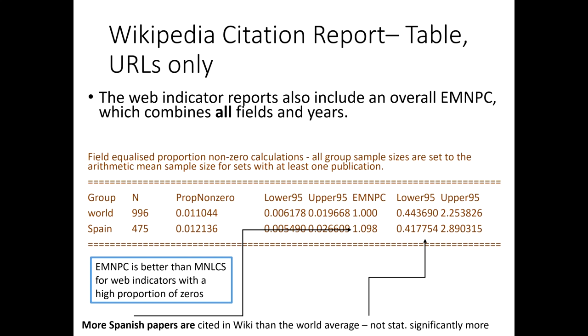So EMNPC better than MNLCS for web indicators with a high proportion of zeros, a majority zeros, a strong majority zeros.